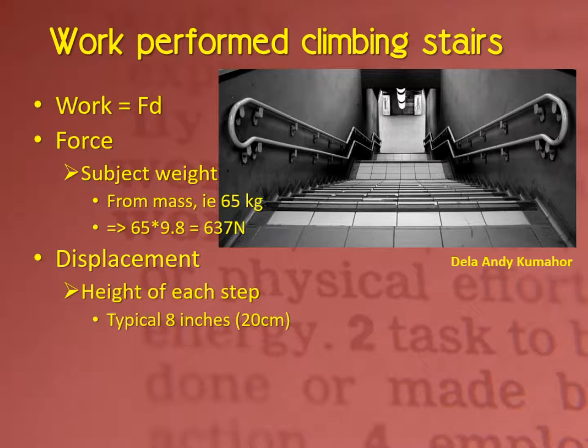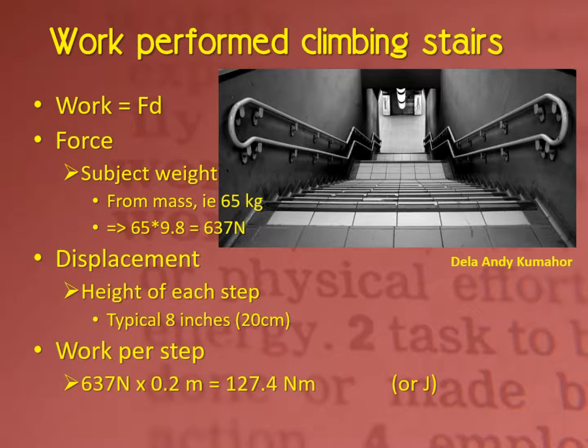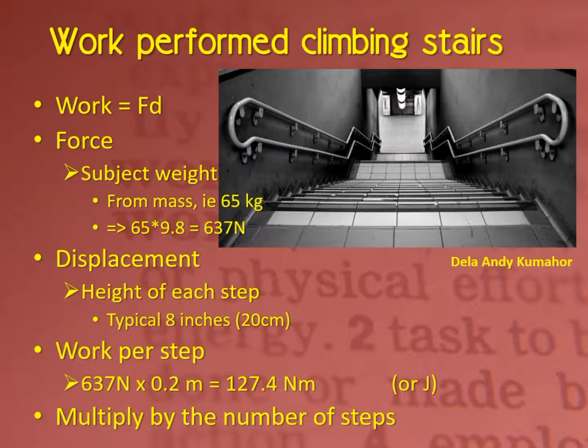So what is the displacement? Well, the total displacement is going to be the height of each step. Let's say it is about 20 centimeters per step. That's 0.2 meters. So the work done per step is going to be 637 newtons times 0.2 meters. In other words, 127.4 newton meters. Or you could say that that is in joules, and then you just need to multiply that by the number of steps you are walking up. Now, strictly speaking, of course, there is a small amount of horizontal movement as well in walking up a set of stairs, and we haven't taken account of that, but you can see how we would calculate the amount of work done in climbing the height of this set of stairs.